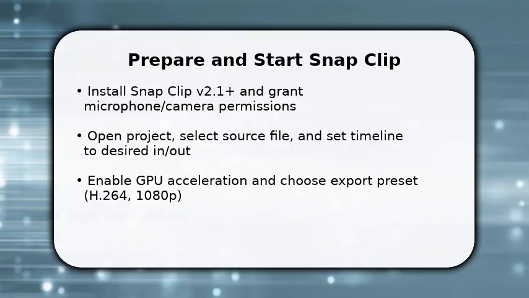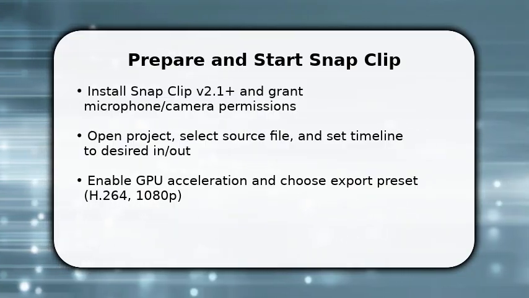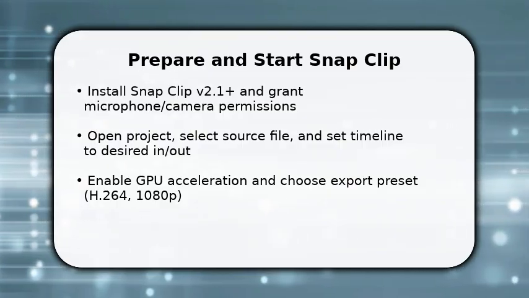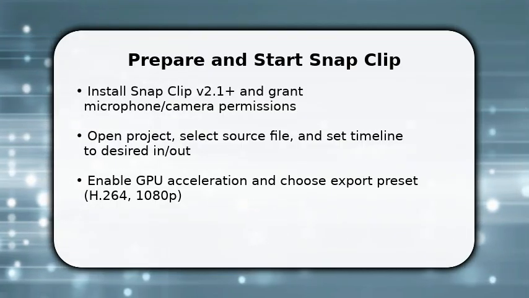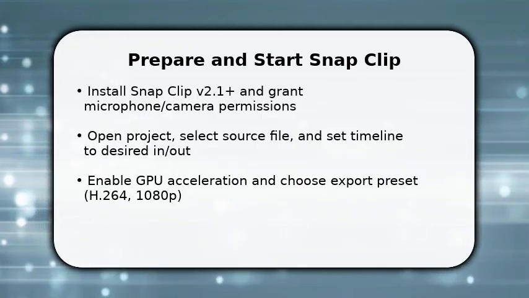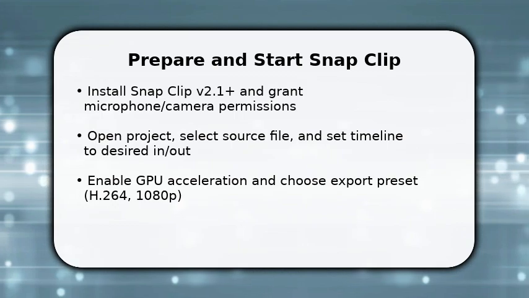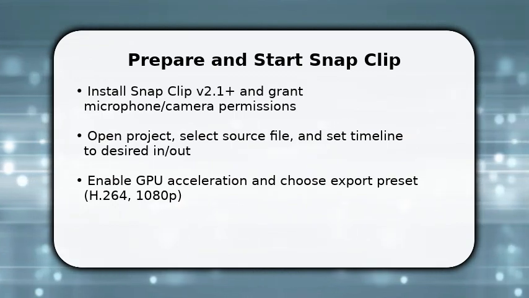Once done, set precise in/out points on the timeline and choose an export preset like H.264 1080p because that balances quality and file size. Make sure to enable GPU acceleration to speed rendering. This matters when you batch multiple clips or apply effects.